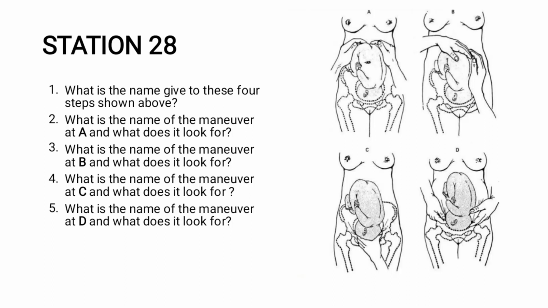So, this is case study 28. Okay, so what's the name given to these steps shown above? Step A, B, C, and D. Then, what is the name of the maneuver at A and what does it look for? Then, 3, what is the name of the maneuver at B and what does it look for? Then, 4, what is the name of the maneuver at C and what does it look for? Then 5, what is the name of the maneuver at D and what does it look for?